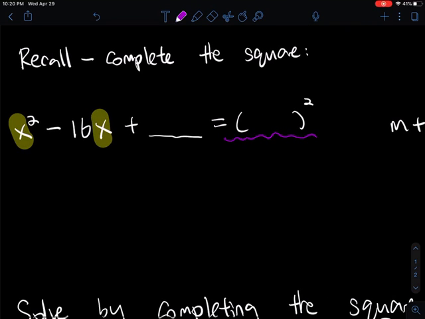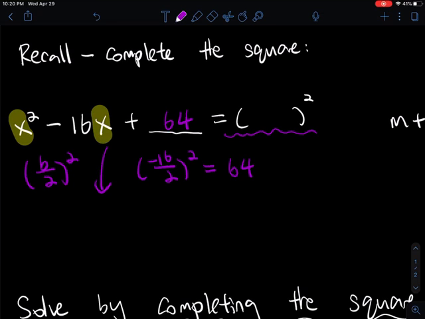So how can we do that? In other words, what number do we put on the line? Well, as we saw last time, we're going to use our b value divided by 2 and then squared. In this case, it's negative 16 over 2. That's negative 8, and then squared is positive 64. So we're going to put a positive 64 here.